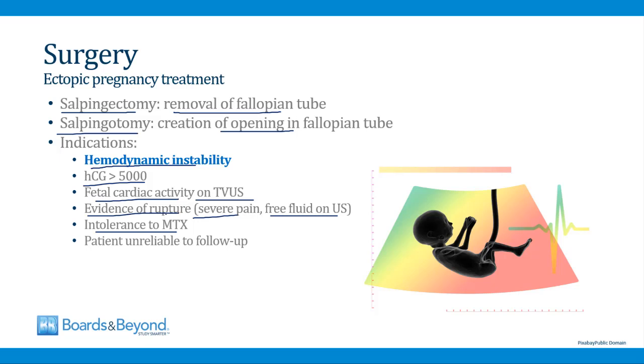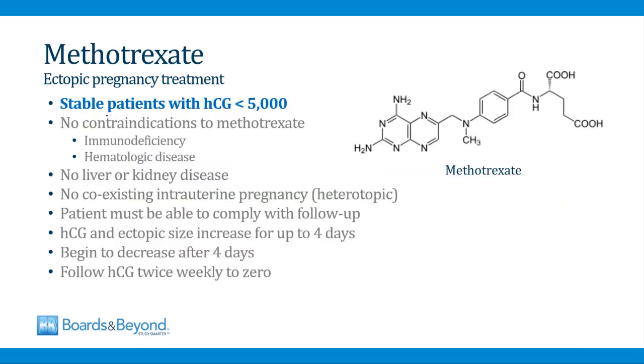And then lastly, after treatment with methotrexate, women need to follow up for serial HCG monitoring until the HCG level falls to 0. If the patient is thought to be unreliable to follow up, then surgical therapy is often indicated. So the indications for methotrexate to treat ectopic pregnancies are basically the opposite of the surgical indications. The patient has to be hemodynamically stable and the HCG level has to be less than 5,000.